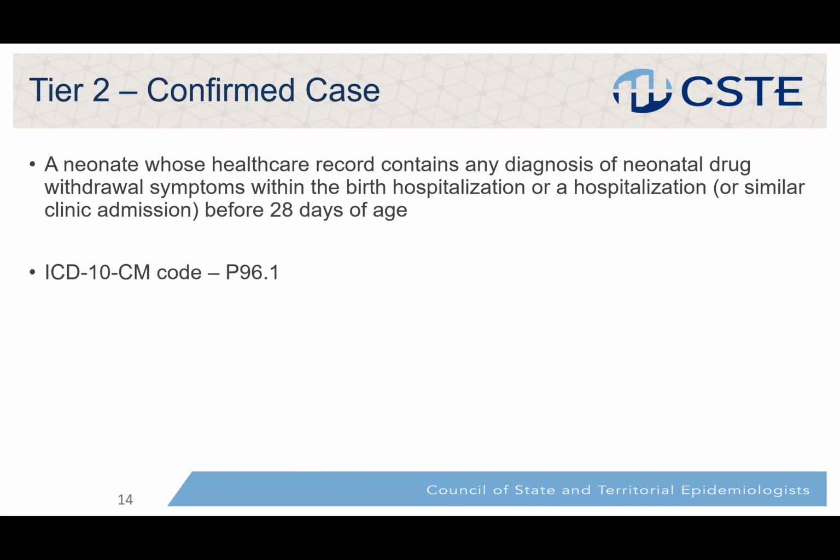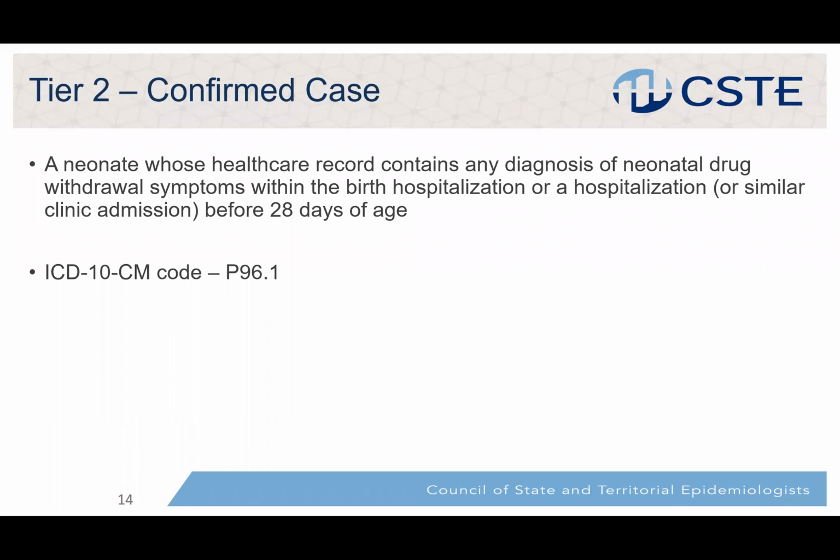The Tier 2 cases for confirmed are those neonates whose healthcare record contains any diagnosis of neonatal drug withdrawal symptoms within the birth hospitalization or hospitalization before 28 days of age. The only code we have available to us presently to distinguish this is P96.1. It's not very specific, so it includes all drugs of addiction, rather than specifying something like opioids, benzodiazepines, or barbiturates.